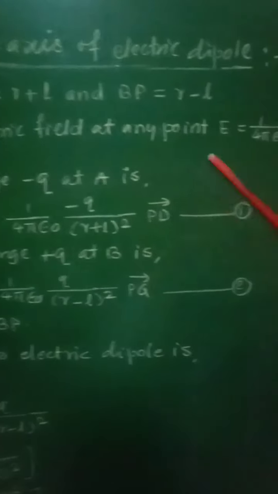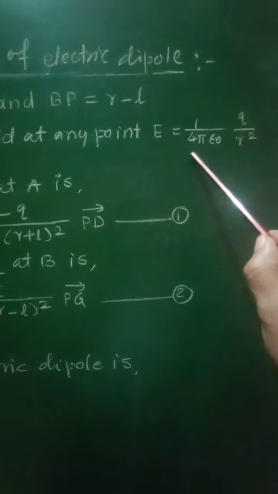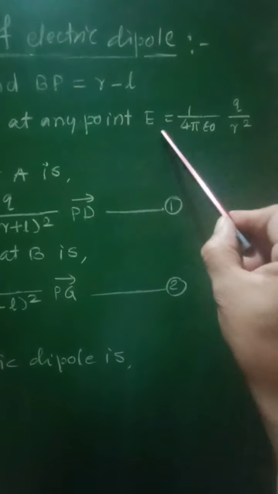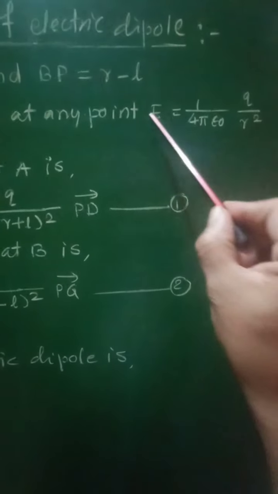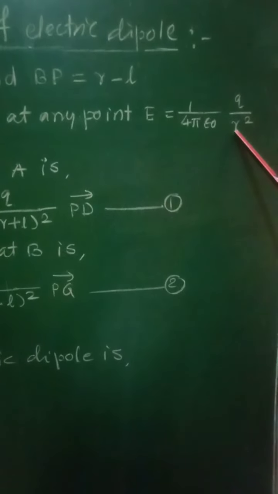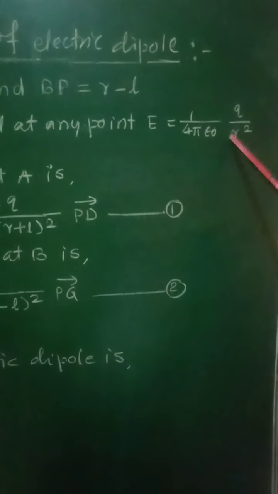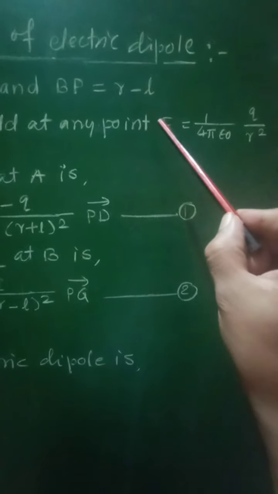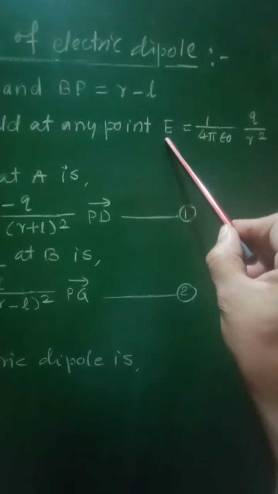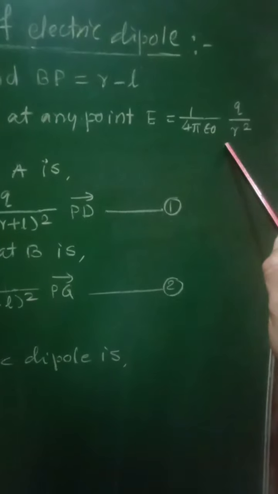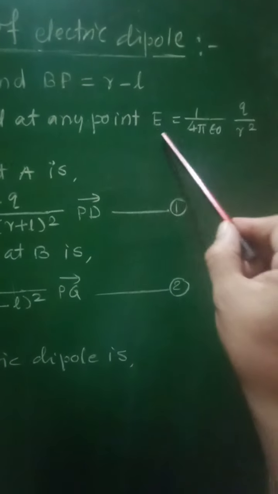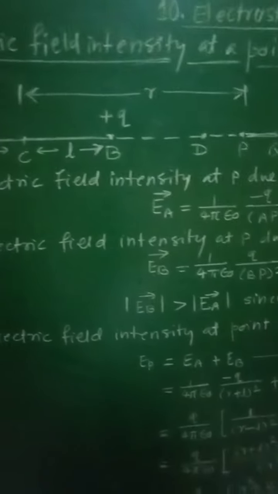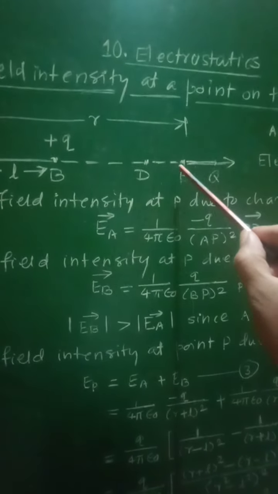Now, already we have studied that the electric field at any point due to a point charge q is given by the formula E equals 1 upon 4 pi epsilon 0 into q by r square. So, from this relation it is clear that as E is inversely proportional to r square, if the distance of that point is close to the electric charge, at that time the electric field will be large, and if this distance is large then the electric field will be small.